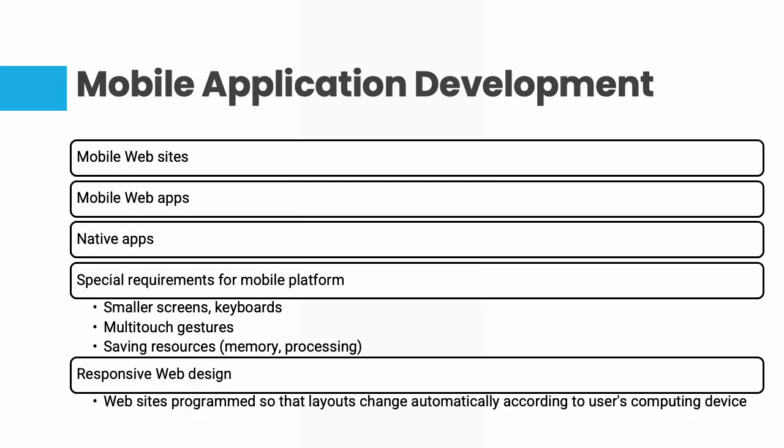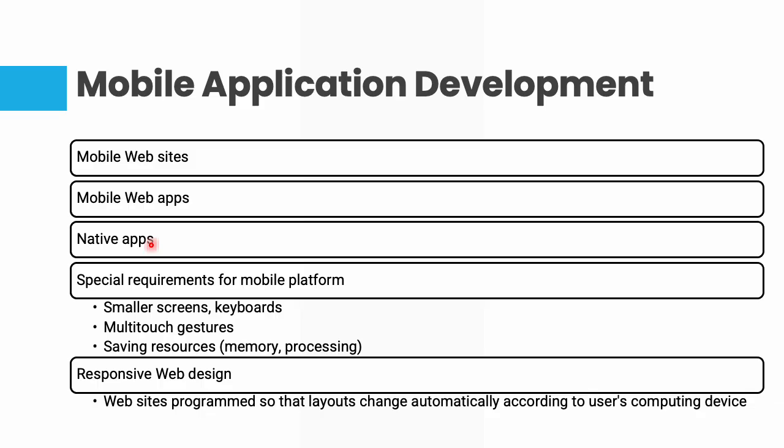Then there are mobile web apps. These feel more like a real app but still run in your browser, kind of like how Google Docs works. And the coolest one is the native apps. These are built specially for either iPhone, iOS, or Android, which is why they usually run super smoothly and can access your camera, GPS, and all those phone features.